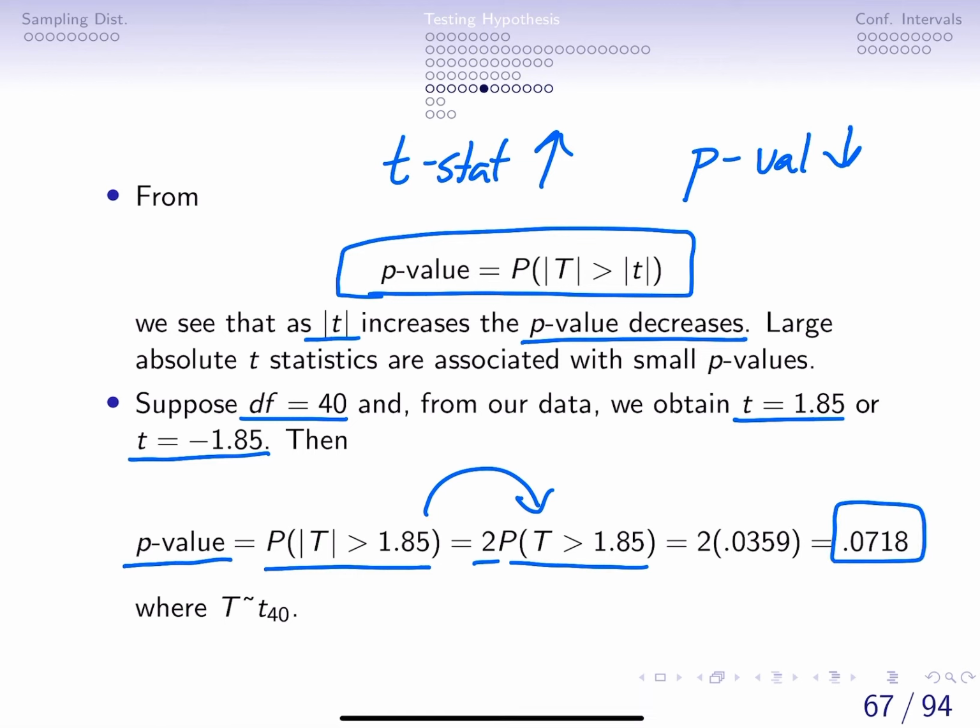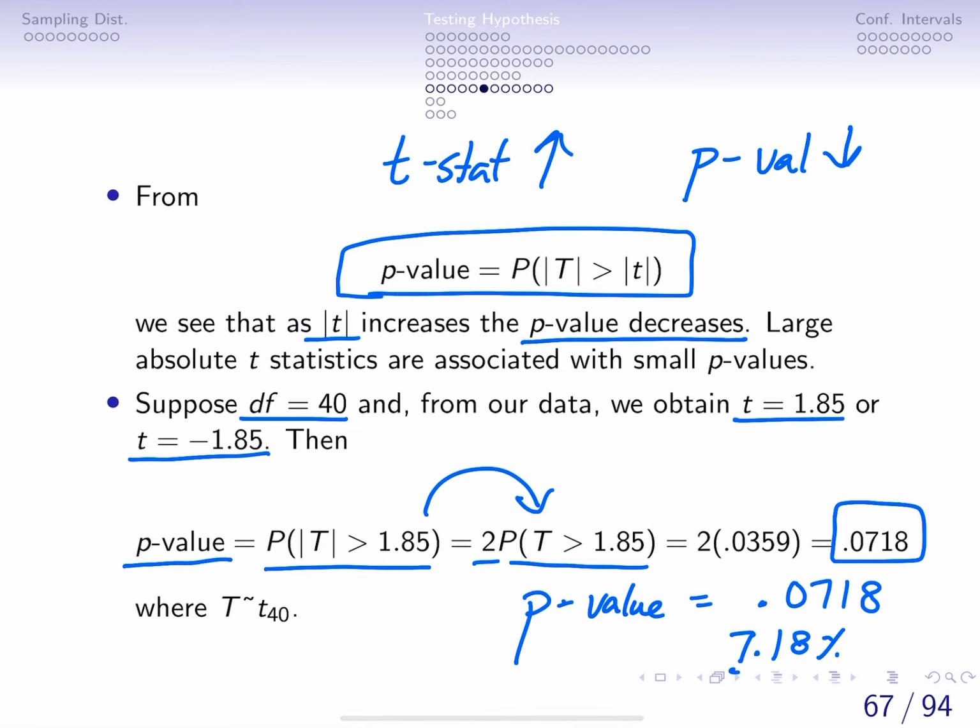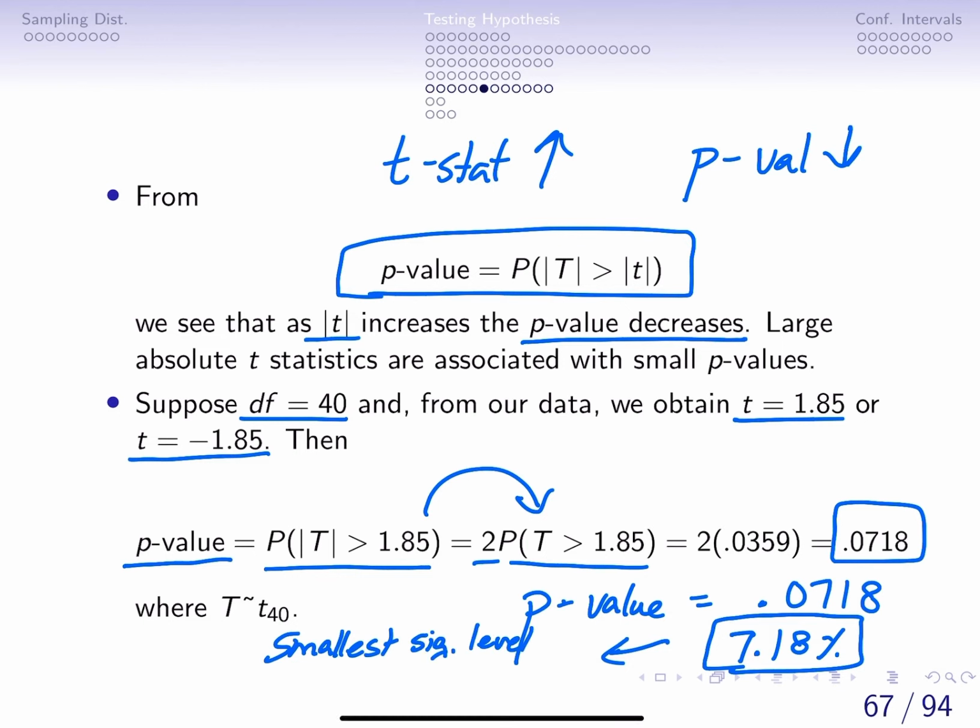0.0718. Okay, so when you get a p-value which is 0.0718, we're basically saying 7.18% is the smallest significance level at which we can reject our null hypothesis.